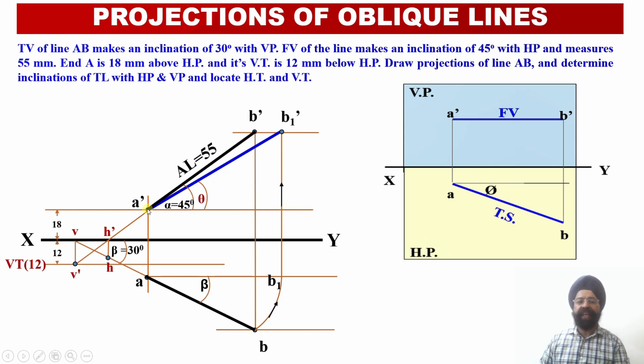With this as my needle point of the compass, I'll open the compass equal to the distance A dash, B dash, and I will be drawing an arc in this direction such that this length A dash, B dash will be transferred onto the A dash locus line, in such a way that I am able to obtain the horizontal apparent length of the front view, that is A dash, B2 dash. So this is A dash and B2 dash.